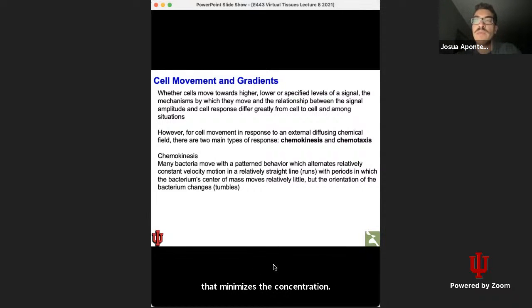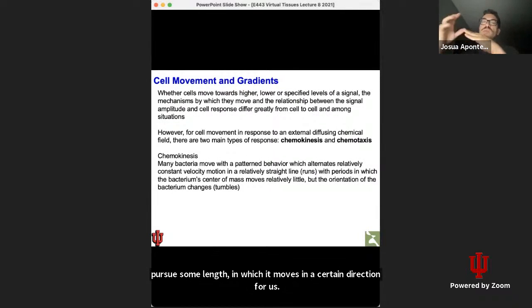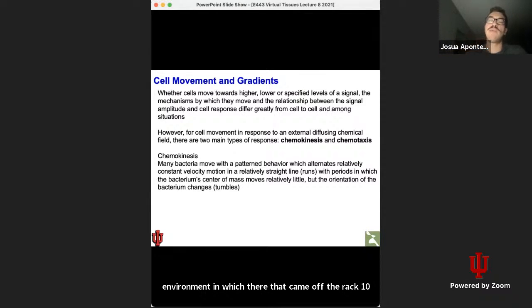In the case of chemokinesis, the bacterium has a characteristic persistence length in which it moves in a certain direction for a certain amount of time, and then it tumbles and changes orientation and direction. The reason it does this is that it gives the bacterium the ability to explore the space in a more complete way, and to find areas of its environment in which the chemoattractant might be in higher concentrations, but which it might be unable to detect because of its local gradients.